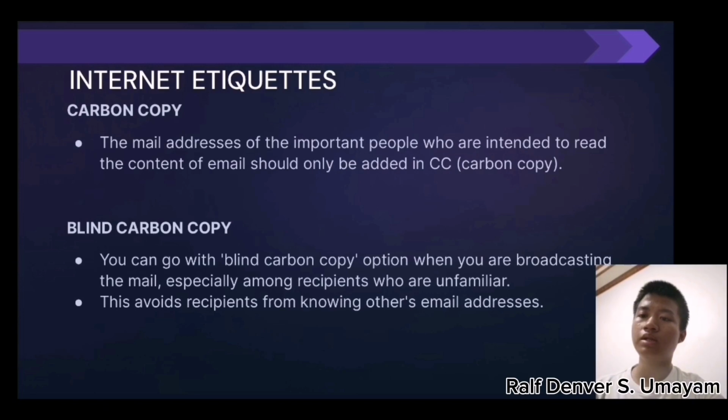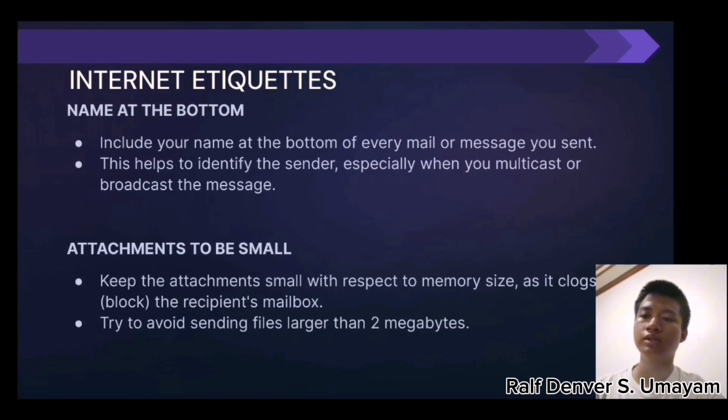Carbon copy: the email addresses of the important people who are intended to read the content of the email should only be added in CC. Blind carbon copy: you can go with the blind carbon copy option when you are broadcasting the mail, especially among recipients who are unfamiliar. This prevents recipients from knowing others' email addresses. Name at the bottom: include your name at the bottom of every mail or message you send. This helps to identify the sender, especially when you multicast or broadcast the message.